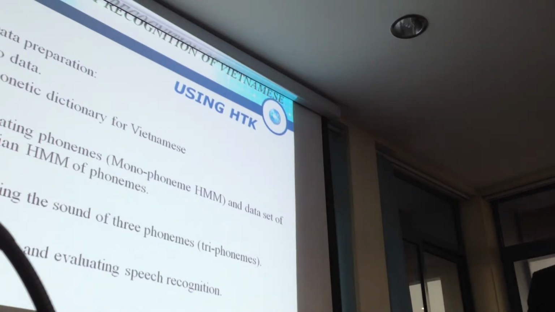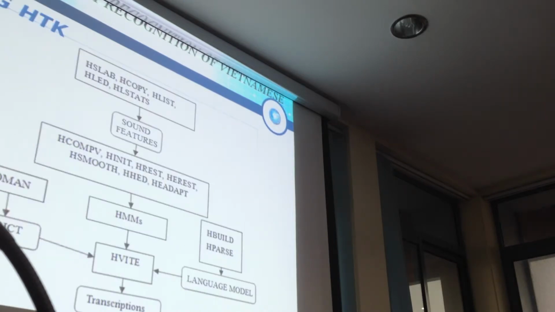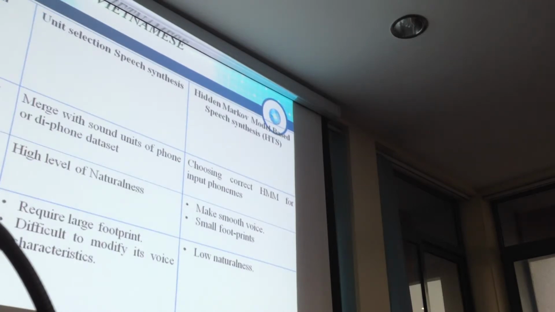And to implement the hidden Markov model-based speech recognition, we use the advantage of the HMM toolkit, known as HTK. There are several steps to build an HTK speech recognition system: prepare the data, create monophones in Vietnamese, calculate the triphones in Vietnamese, and execute and evaluate the speech recognition. And here is the set of tools used by HTK.